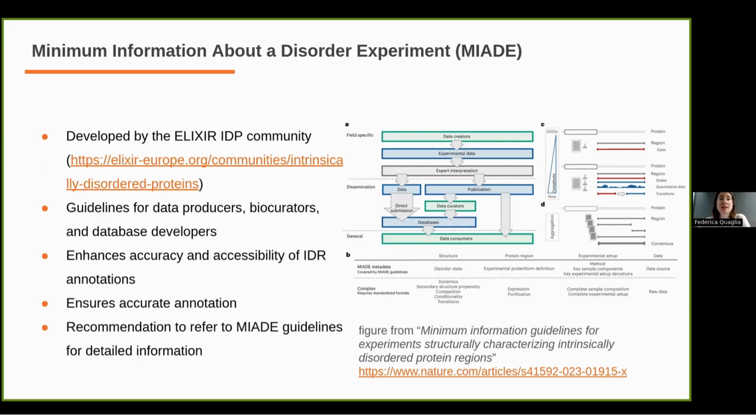MIADE is minimum information about disorder experiment. It was developed by the ELIXIR IDP community. You can find more about the community and its goals and activities here. It's guidelines for data producers, biocurators, and database developers, and it was created to enhance accuracy and accessibility of intrinsically disordered regions annotations.